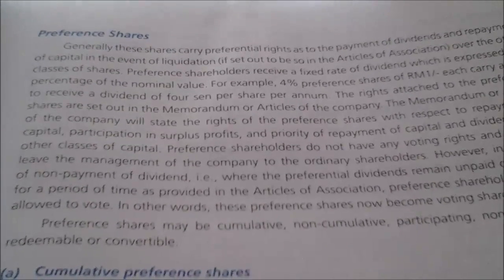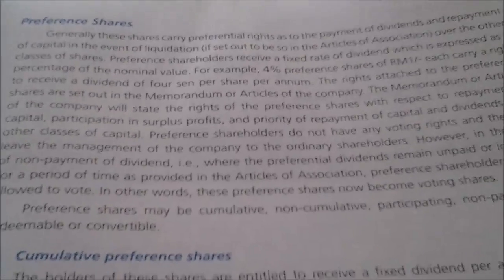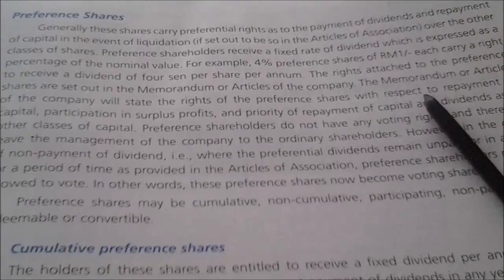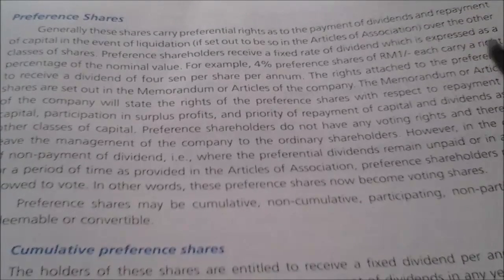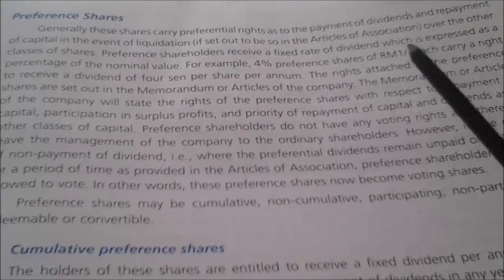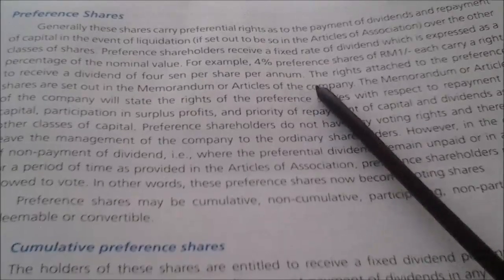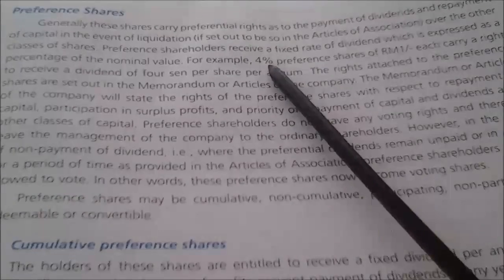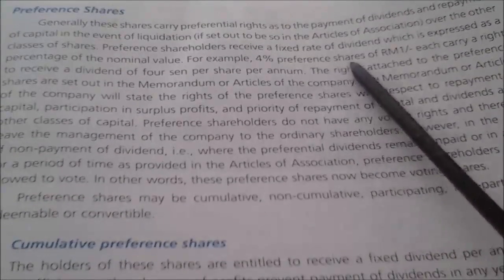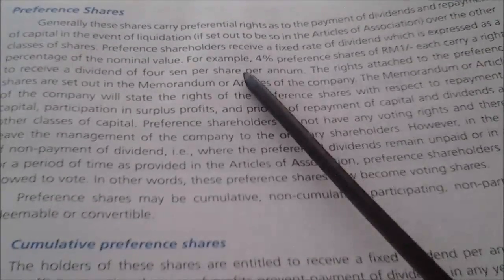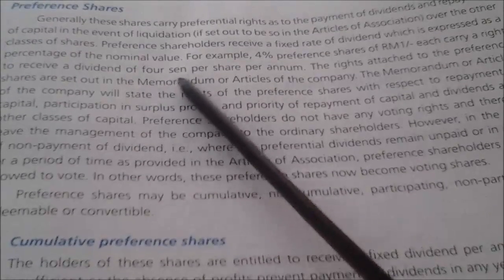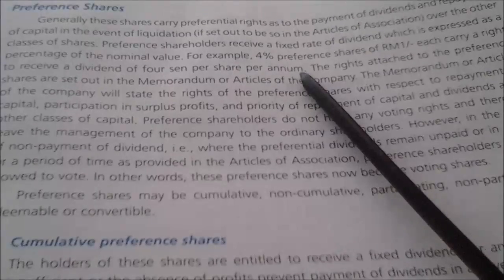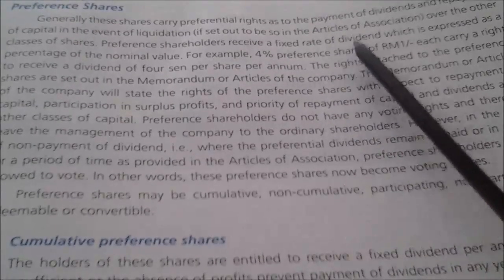So if the ordinary shares' par value is 2 ringgit, preference shares might be 3 ringgit or 4 ringgit. Okay, so usually it's as such. And there is always a percentage in front of the preference shares. So 4% preference shares means that they will get a dividend of 4 cents per share per annum. Okay, so this is preference shares.